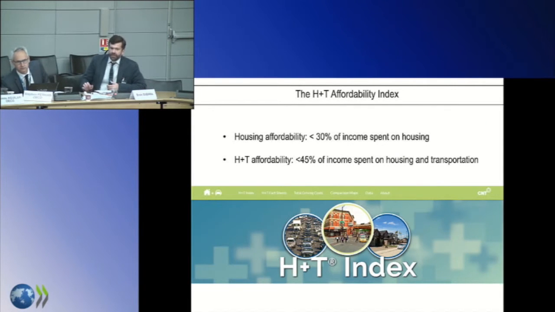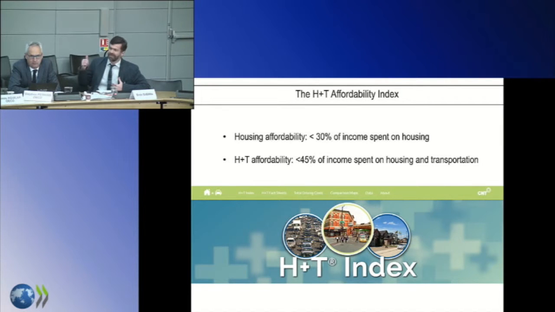So the H plus T Affordability Index essentially is a way to try and think about the relationship between housing and transportation costs when considering whether an area is affordable for a household. So traditionally in the US, we view housing as affordable if a household is spending 30% or less of its income on housing. And this comes out of some public policy, some federal legislation. It actually started out at 25%.